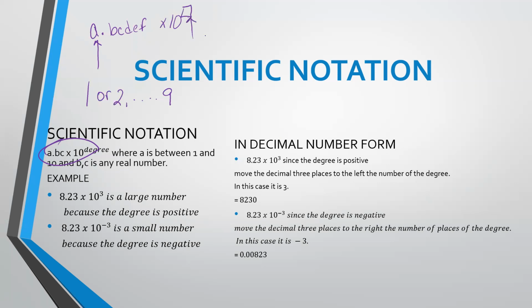If this power has a negative number, then that means it's a really small number, and we're going to move our decimal in this direction when we take it out of the scientific notation. If it's a positive number, it's going to be a big number, so we're going to move the decimal in that direction when we take it out of scientific notation. Okay, and then here's some good examples.